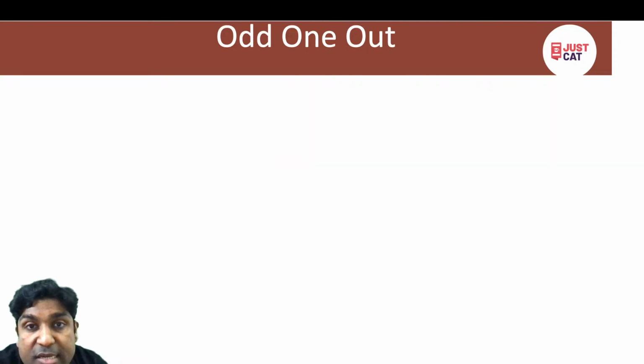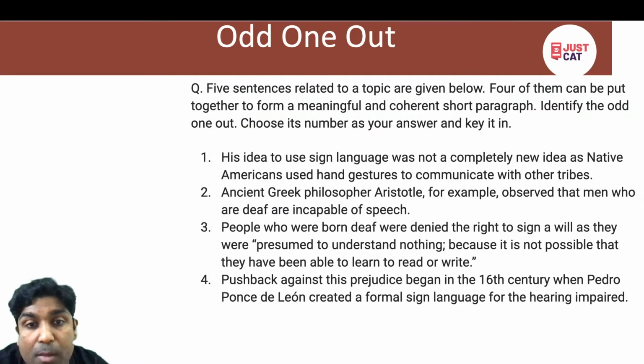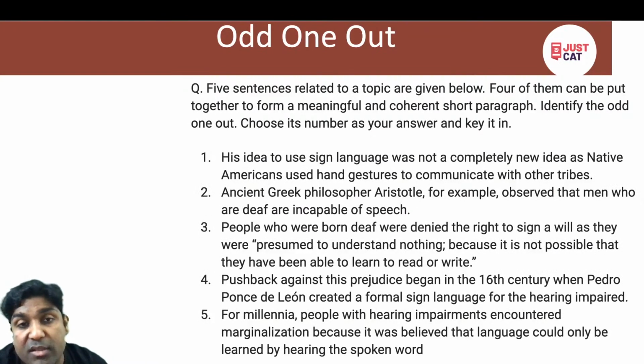So this is how you have to try and solve questions. Remember, we always take up some good CAT questions. This is again a CAT question, which came in CAT over the last couple of years, so let's try and solve it. Five sentences related to a topic are given below. Four of them can be put together to form a meaningful and coherent short paragraph. Identify the odd one out. Choose its number as your answer and key it in.